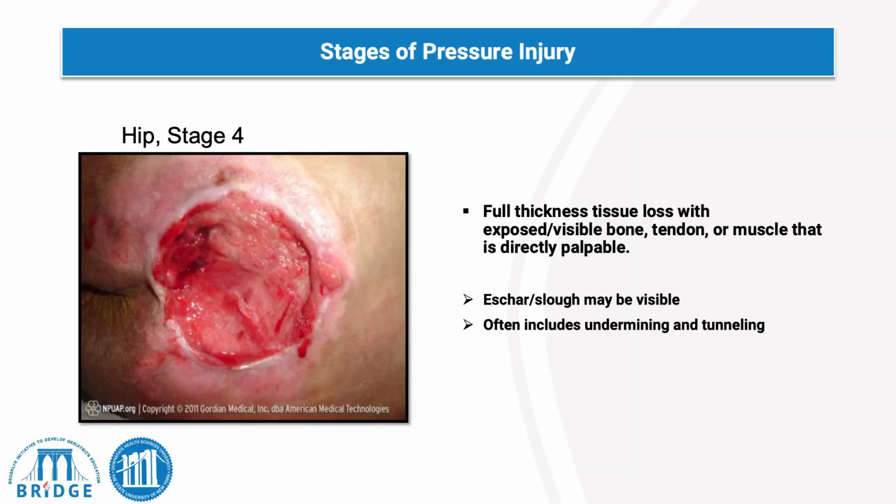This is a stage 4 hip ulcer. It is characterized by full thickness tissue loss with exposed visible bone, tendon, and muscle that is directly palpable. Eschar or slough may be visible. And in contrast to stage 3 pressure ulcers, where undermining and tunneling is sometimes present, in stage 4 pressure ulcers, undermining and tunneling is frequently present.